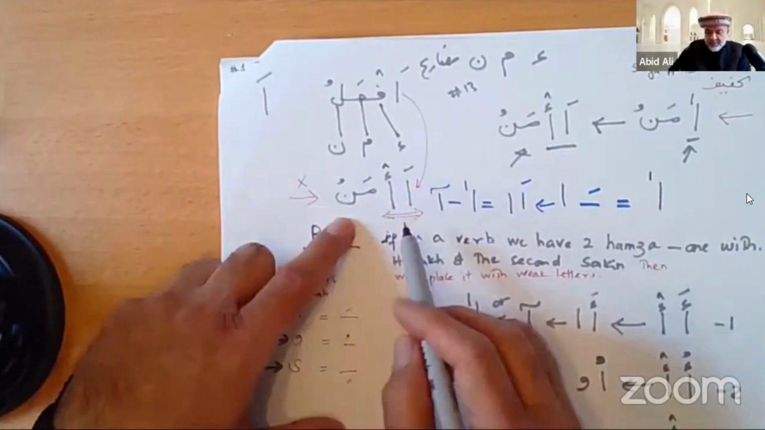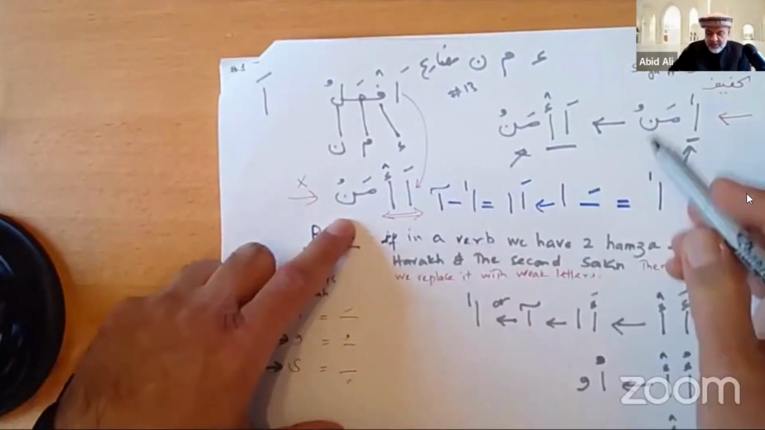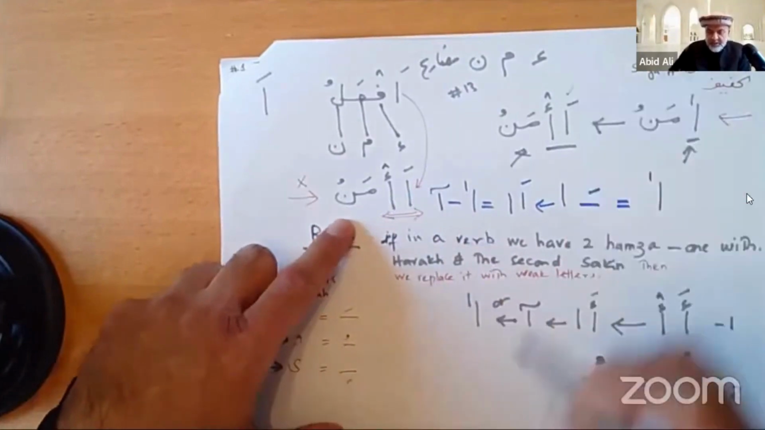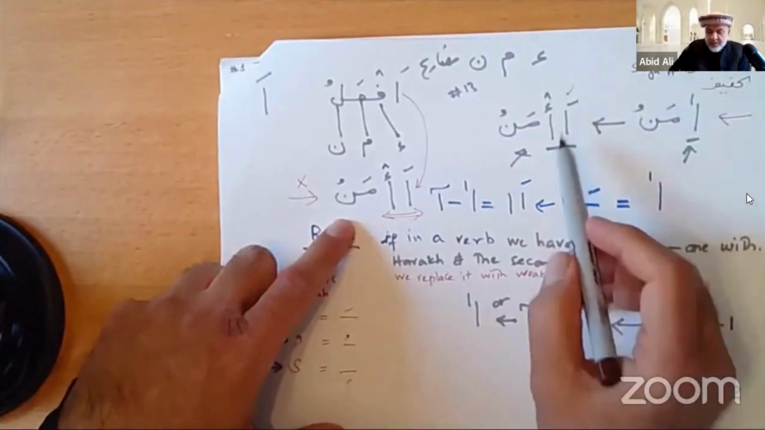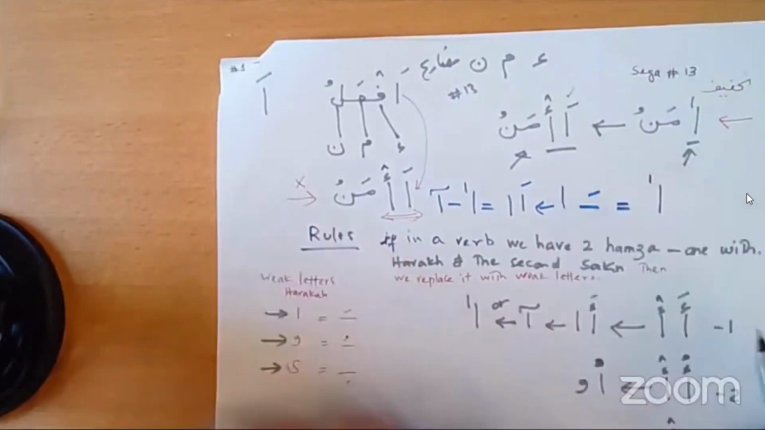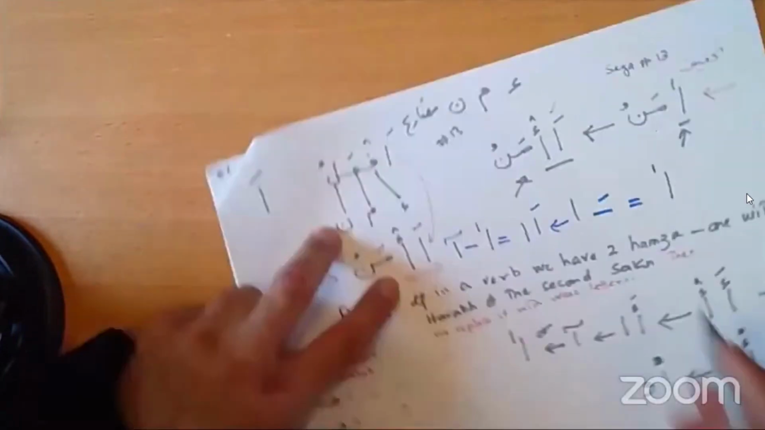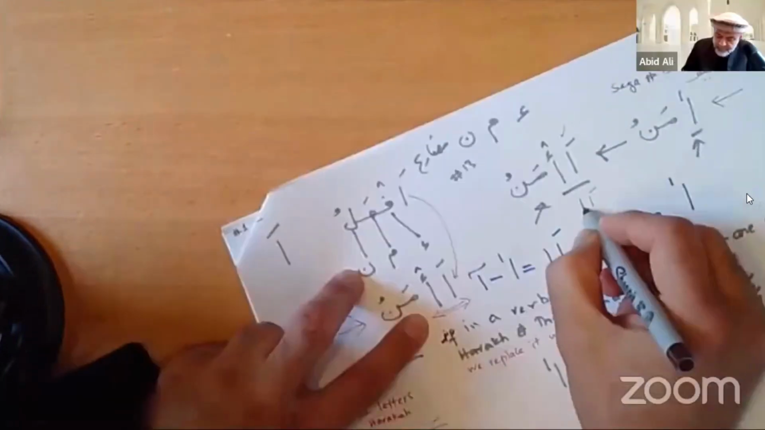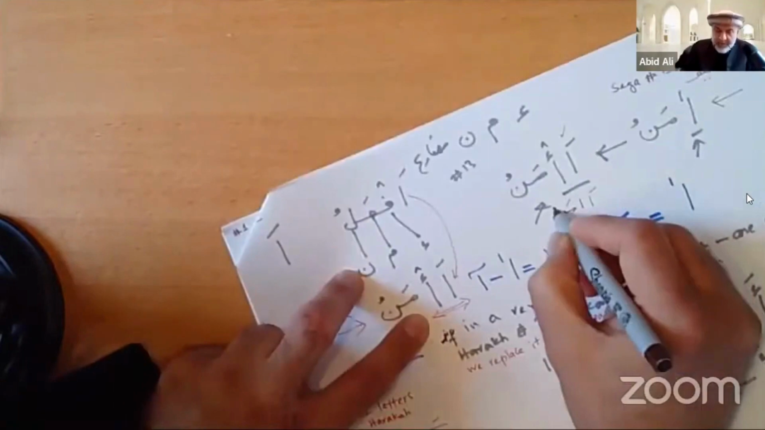Now tell me something. Have we not looked at this? If this is a haraka and this is sukoon, what is it going to be replaced with? Alif, because it is fatha. Right? It will become... agree?